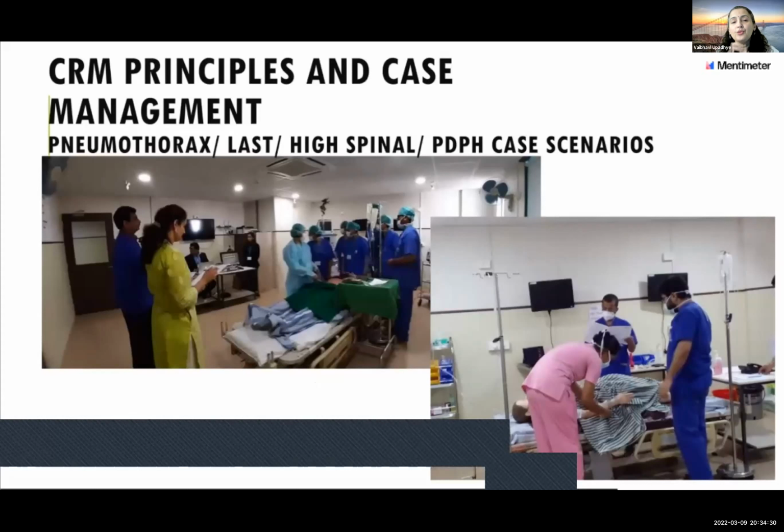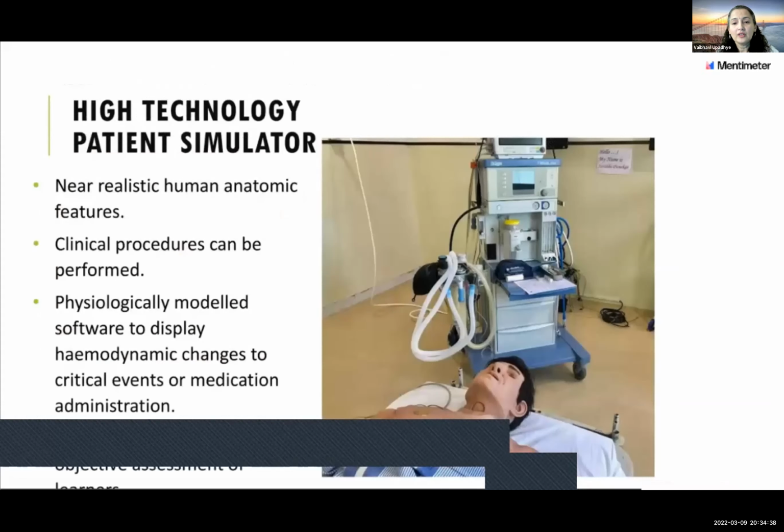Here, we look into not only the clinical case management, but we also look into the human factors, the CRM principles, and we make sure that the simulators are appropriate for this. We do not need a high technology simulator, but yes, we require high fidelity. So even in a low resource setup, we still can develop high fidelity using the methodology of simulation.